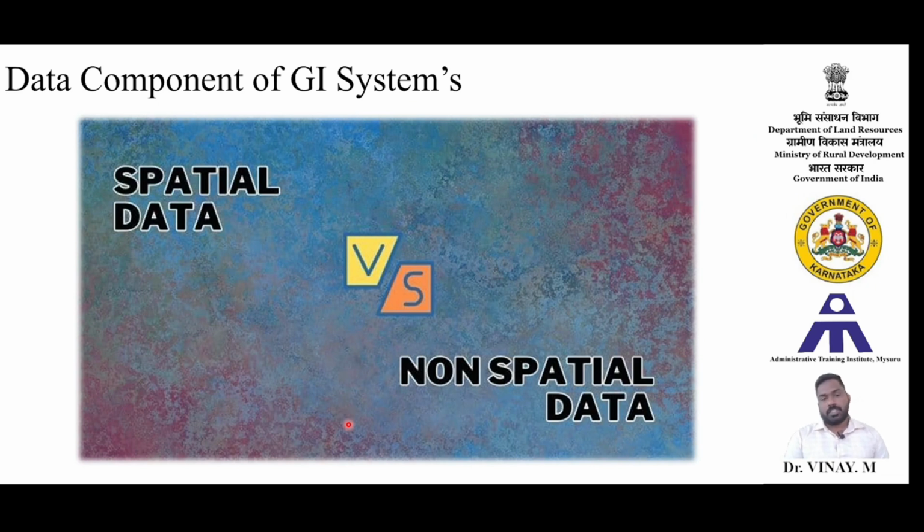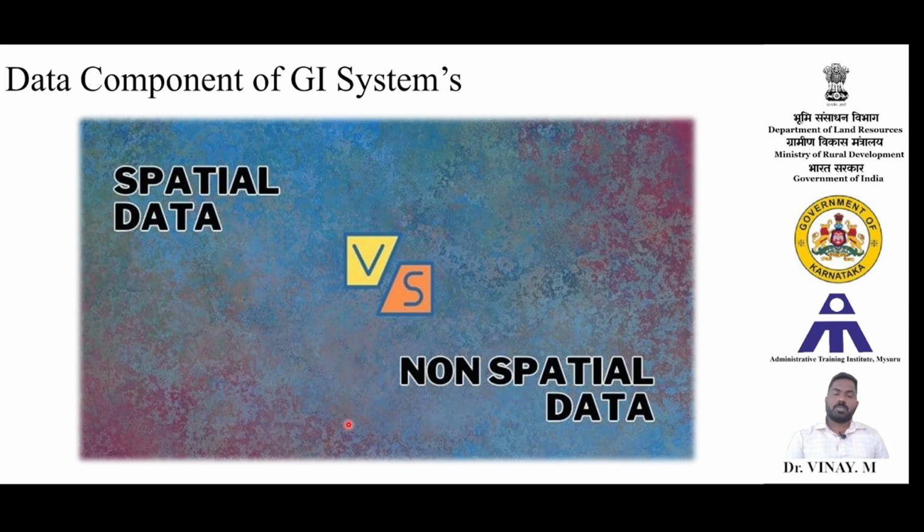Then another component is the data component. Without data, we cannot do anything. No analysis can be done. So the data is the fuel for any analysis. In GIS we broadly categorize the entire data into two categories. One is spatial data and another one is non-spatial data. The spatial data is relating to the space, which is relating to the coordinate, the dimension, the areal aspects of the particular feature. And the non-spatial data is about the attribute information about the particular feature.